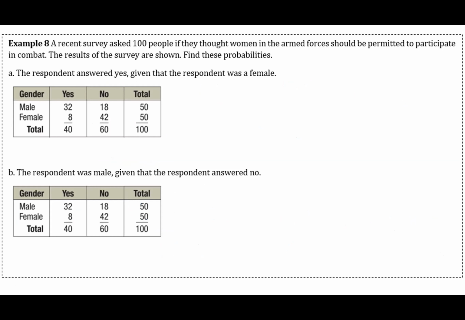Okay, example 8. This one, we're going to look at how to do conditional probability when we're given tables of information. A recent survey asked 100 people if they thought women in the armed forces should be permitted to participate in combat. The results are shown. Find the probability that the respondent answered yes, given that the respondent was female. Let's put that into formula form. This is the probability that they answered yes, given, which means I put a vertical bar, and then the F after that.